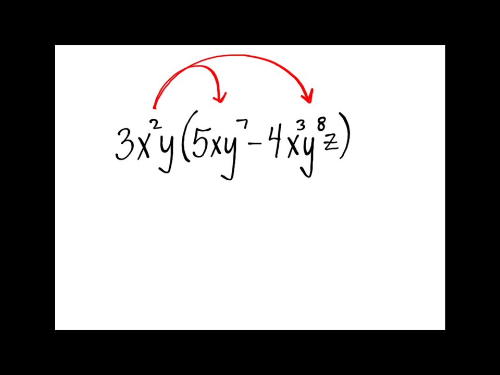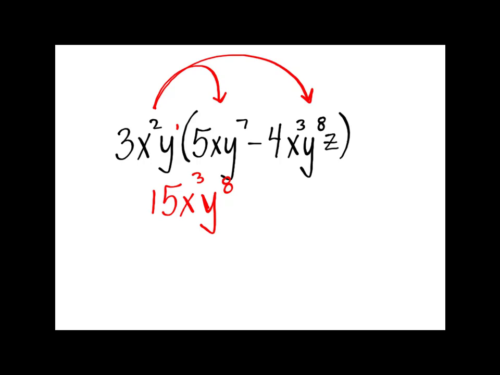Okay, let's do it piece by piece. I'm going to do the 3 times the 5, which is going to give me a 15. I'm going to do the x squared times the x, which is x cubed. That's an exponent of 1, so y to the 1 times y to the 7 is y to the 8.